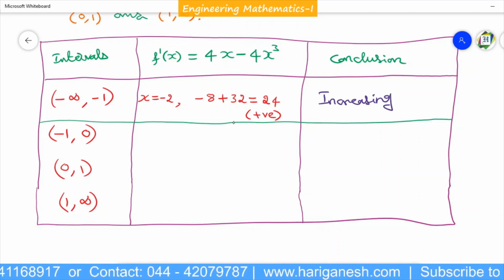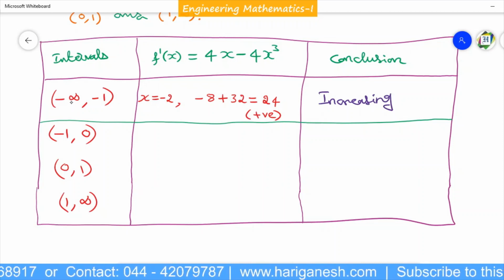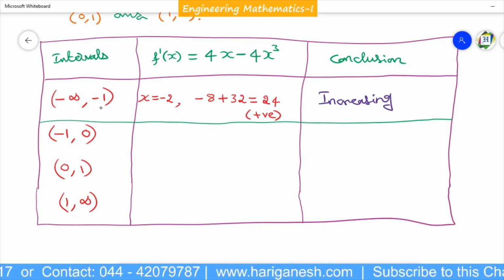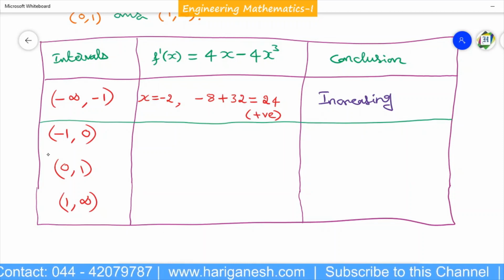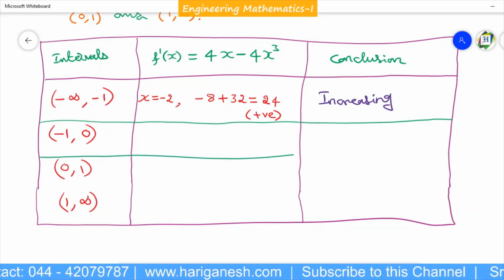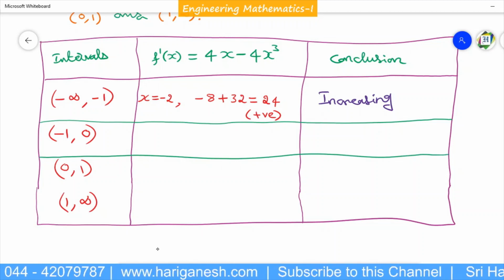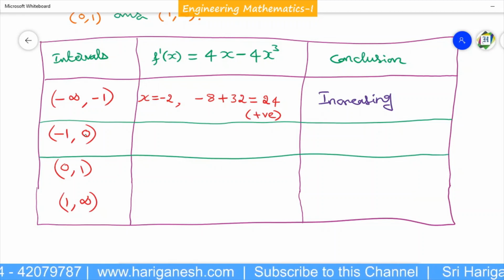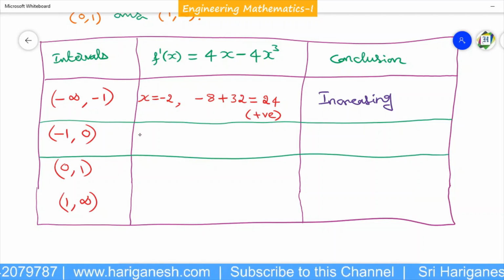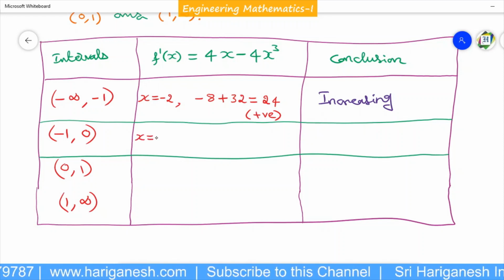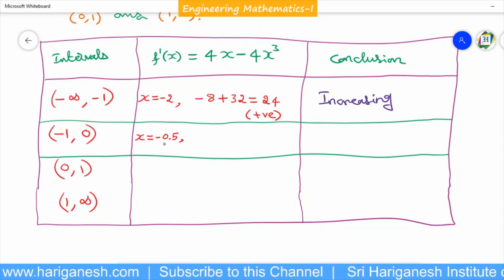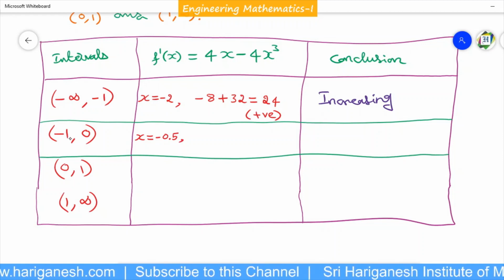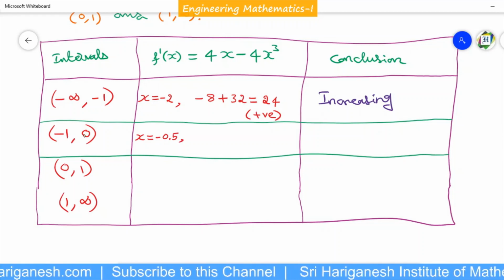Increasing. So the function is increasing in the interval minus infinity to minus 1. Okay, now next I am going to discuss the second interval. In this interval, you can choose any value. So randomly you can choose minus 0.5. I am choosing minus 0.5 between minus 1 and 0.